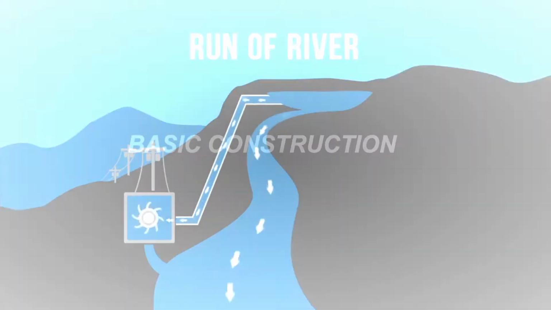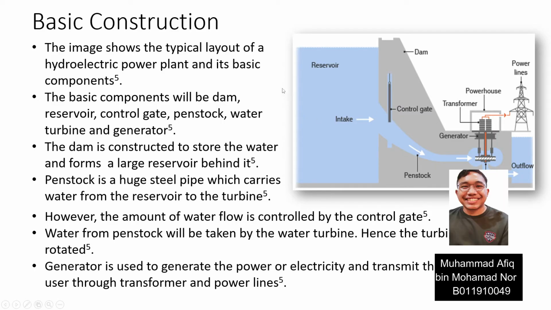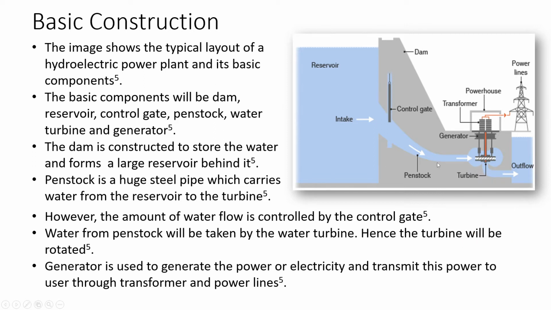Next, we are going to proceed with the basic construction of hydropower generation. This is the basic construction of a hydroelectric power station. The power station consists of the dam, control gate, penstock, turbine, generator, and a powerhouse. The dam will create a large water reservoir for the power station. Then from the reservoir, the water will flow through the penstock that connects the reservoir to the turbine. The amount of water that flows through the penstock will be controlled by the control gate here.